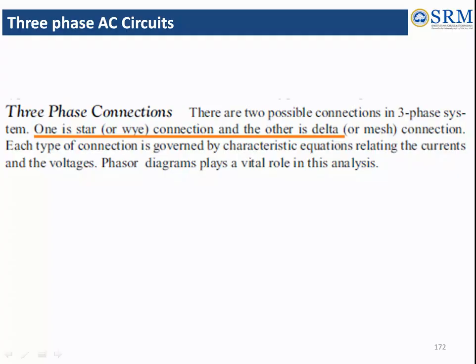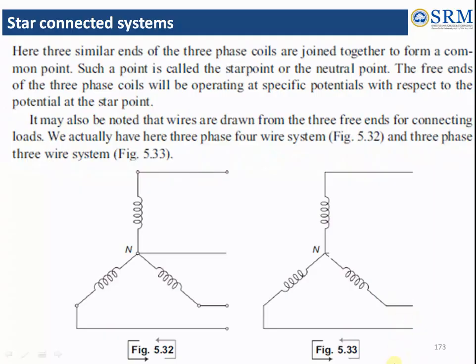In three-phase AC circuits, there are two possible connections. One is star or the Y connection and the other is delta or mesh connection. Each of these connections is governed by a characteristic equation which relates the current and voltages. Here in this analysis, the phasor diagram plays a vital role. First, we will see the star connected systems.